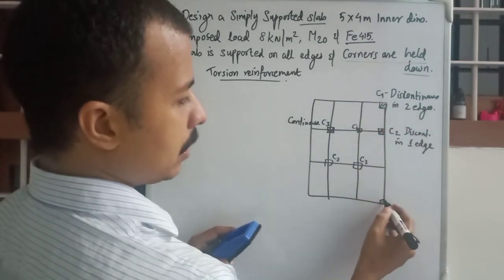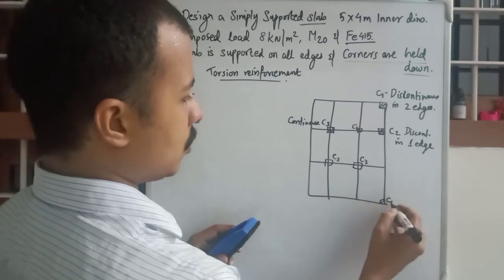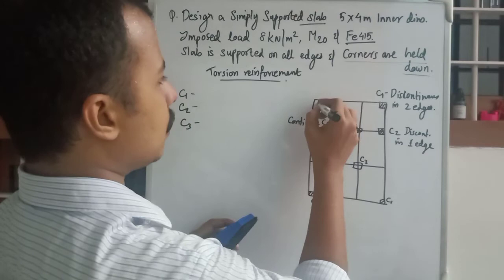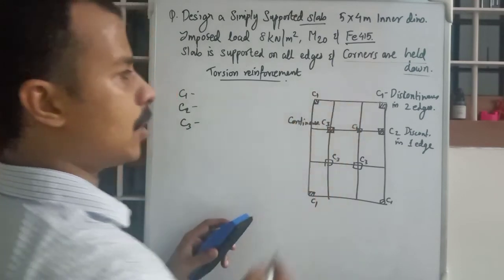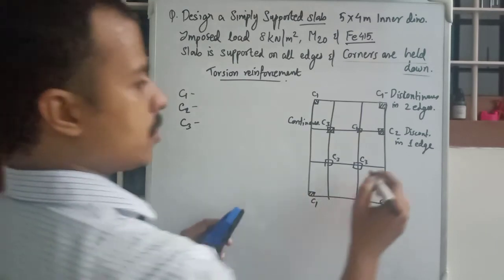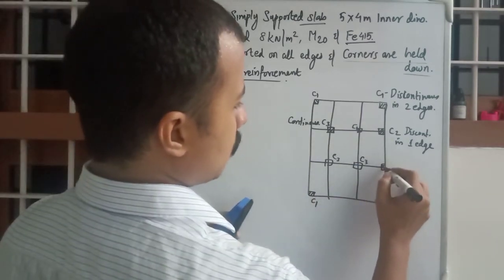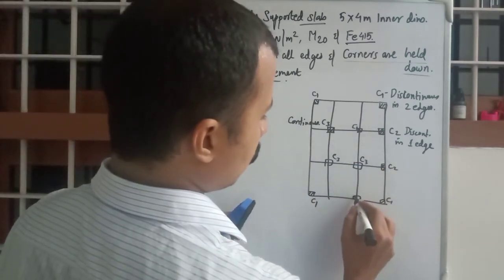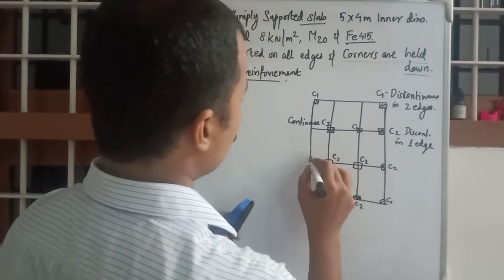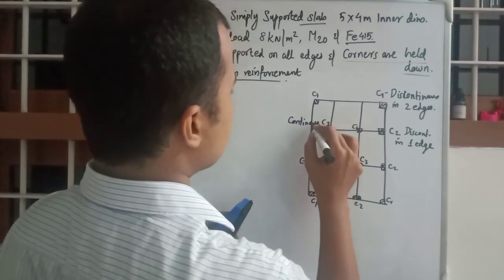C1 will be this C1, C1 and C1, right? And C2 will be more numbers. This C2, C2, C2, C2.